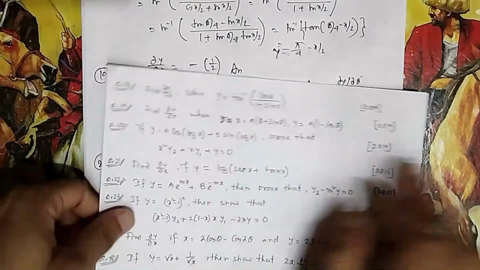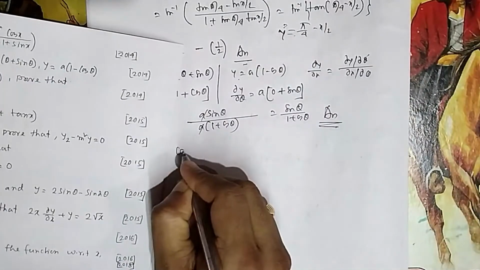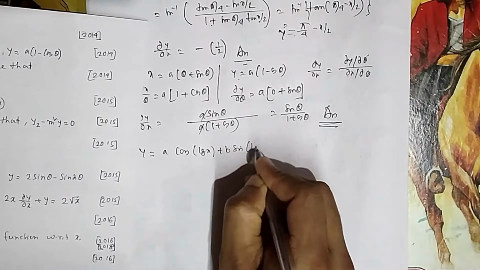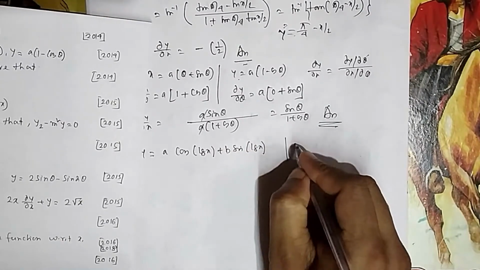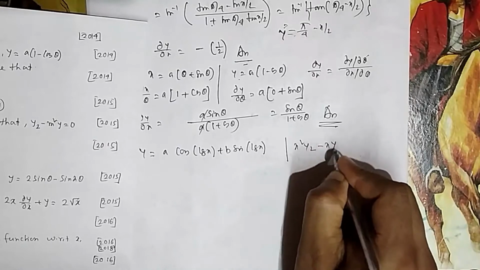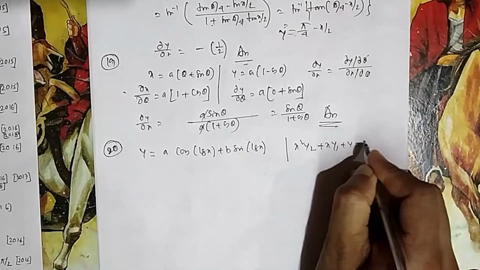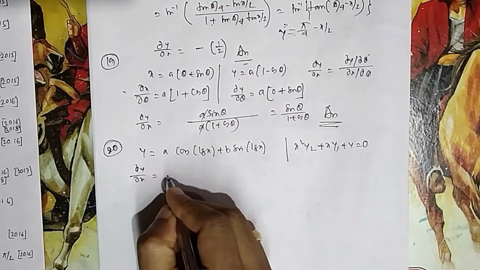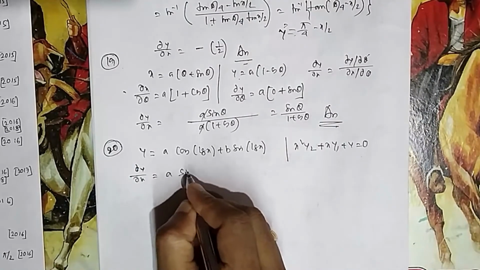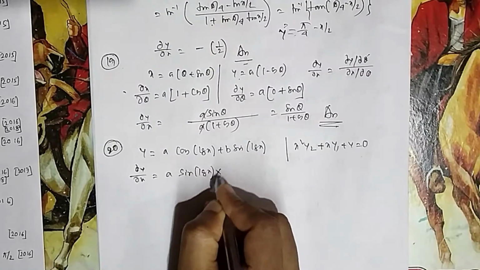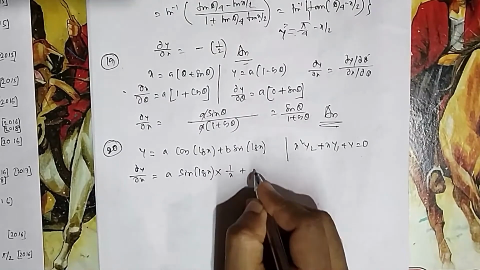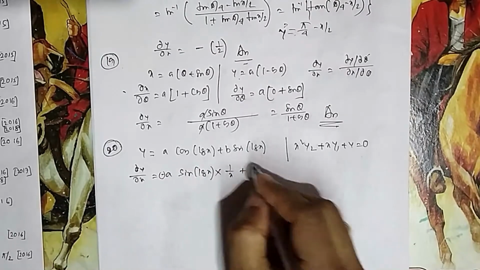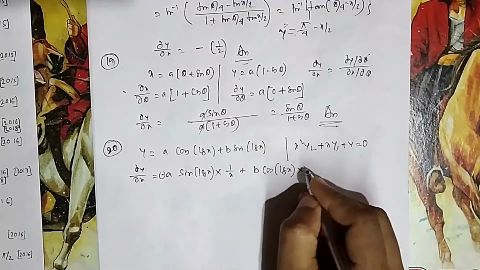If y is equal to this, then prove this. y is equal to a cos log x plus b sin log x. Prove x square y2 minus xy plus xy1 plus y is equal to 0. So what we will do, we will differentiate first with respect to x. So it is a, first differentiation of cos is sine, then you have to go inside, log is 1 by x, plus b, again differentiation of sine is cos, then you have to go again inside, log x is 1 by x.